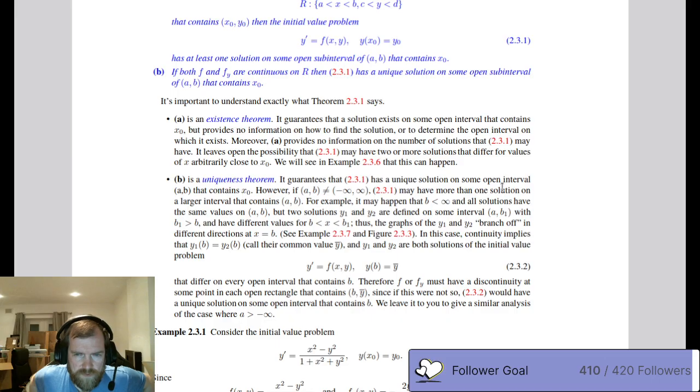Solutions of the initial value problem that differ on every open interval that contains b. Therefore, f or f partial with respect to y must have a discontinuity at some point in each open rectangle that contains b and y bar, which is the common value. Since if this were not so, 232 would have a unique solution on some open interval that contains b.